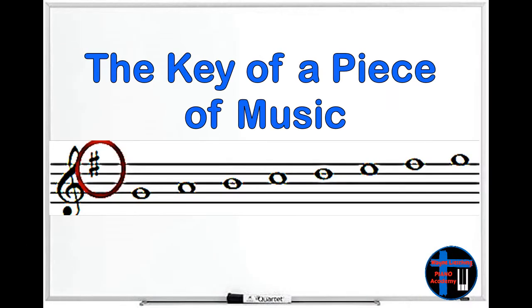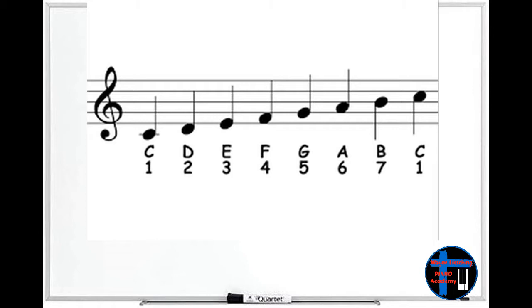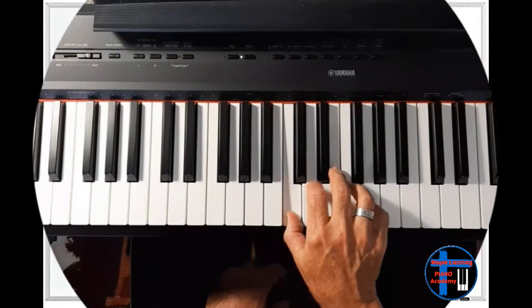When we talk about the key of a piece of music, we are referring to the set of notes on which the music is built. This set of notes is called the scale. Scales are like musical ladders because the notes are organized by going up and down, like walking up and down a step ladder.